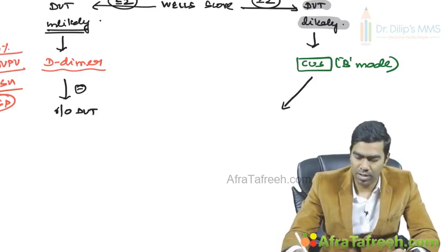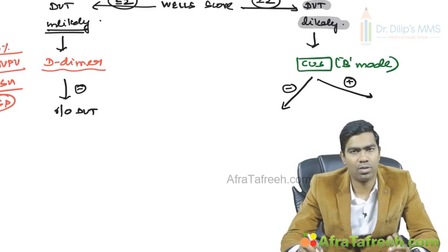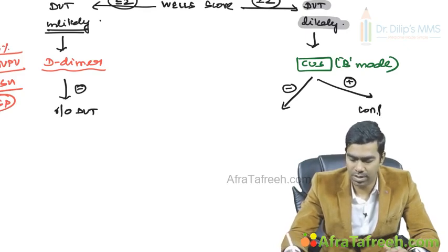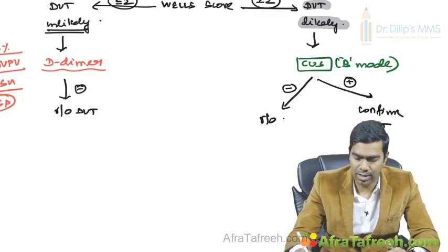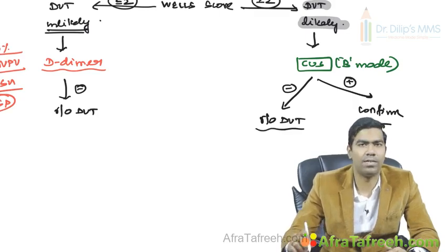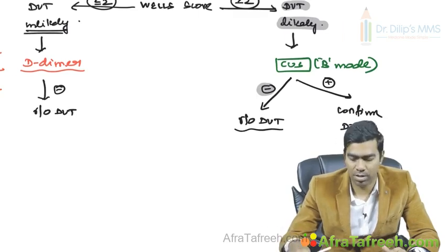If the compression ultrasound is positive, showing a DVT, then I can confirm it's a DVT. There's no doubt about that. If the compression ultrasound is negative for a DVT, at least for exams, you can remember I can rule out a DVT. But again, it depends on how you understand this compression ultrasound.